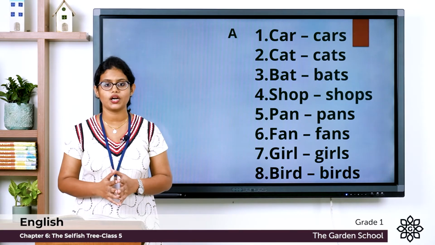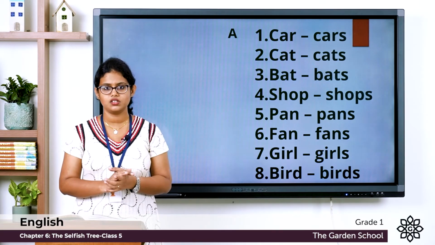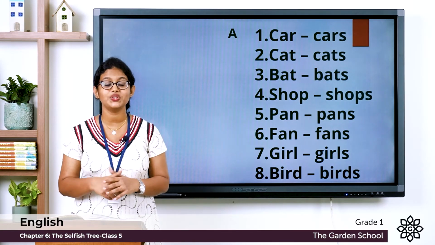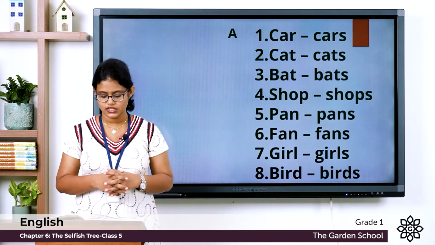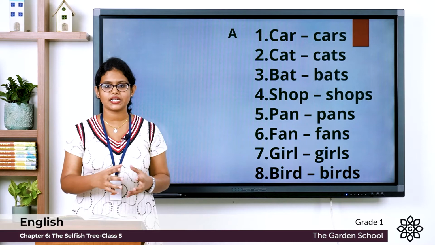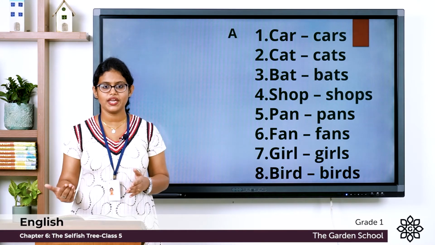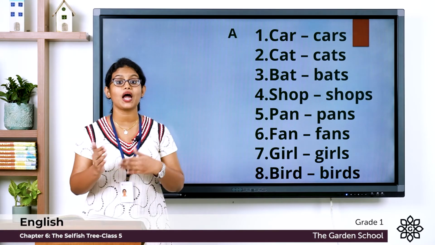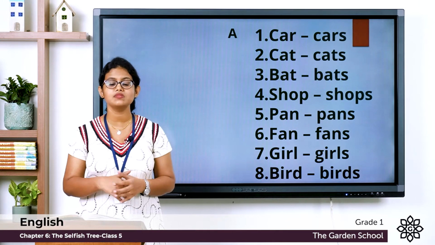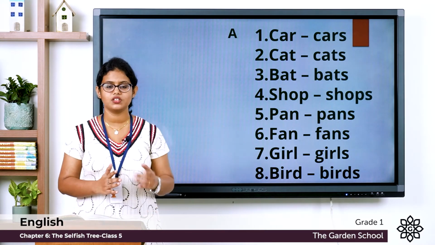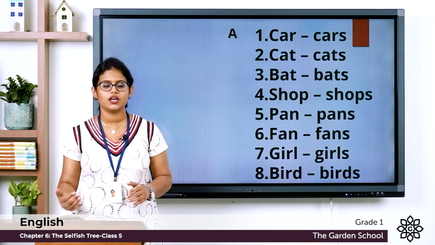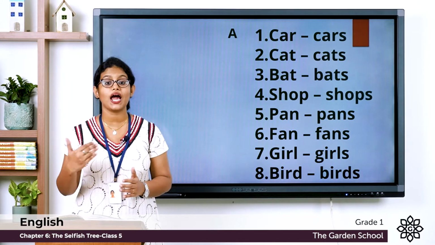What about the second one? Cat. To make it many, what do you need to do? You need to add S. So, it becomes cats. Third one, bat. To make it many, what do you need to do? You need to add S. So, it becomes bats. Fourth one, shop. Just 1. To make it many, you need to add S.